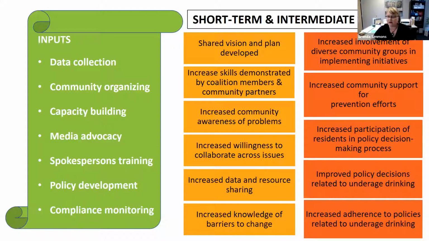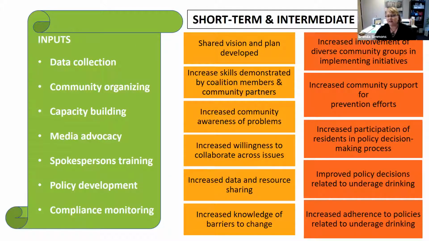And then the community organizing. Did you have to form a coalition? And how did that go? And how are you going to measure that? And have you engaged the right community influencers to actually create change? Have you been able to build the capacity of your staff and your community members so that they can advance to these short and intermediate outcomes? And part of that building capacity is being able to do media advocacy and spokesperson training, develop model policies, and engage in compliance monitoring. So you can see how the inputs fit together with the short and intermediate outcomes.